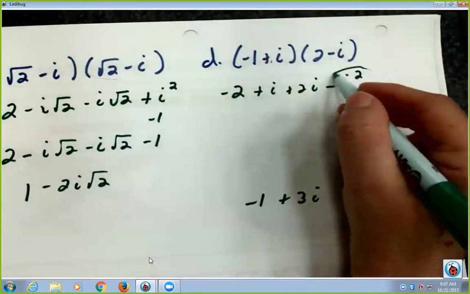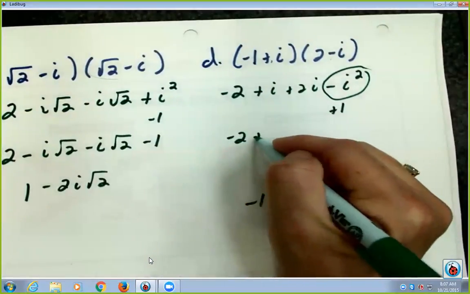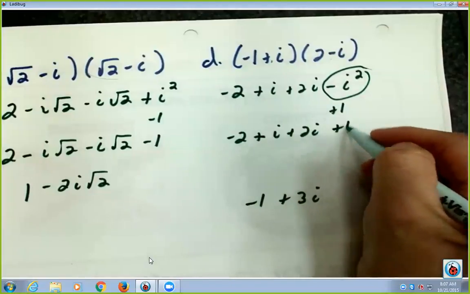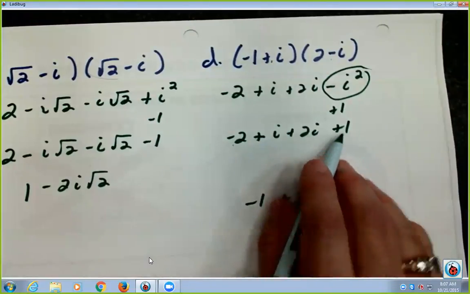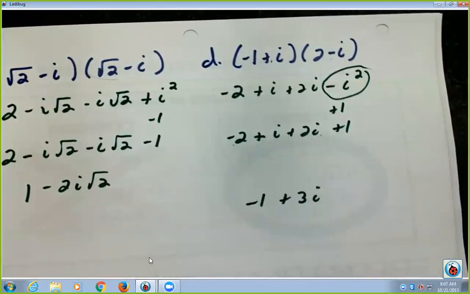So this piece is going to actually become a plus 1. So I have -2 plus i plus 2i plus 1. -2 and a plus 1 is a -1, and my i's give me 3i. So we do have it worked out in there. So these aren't too bad.